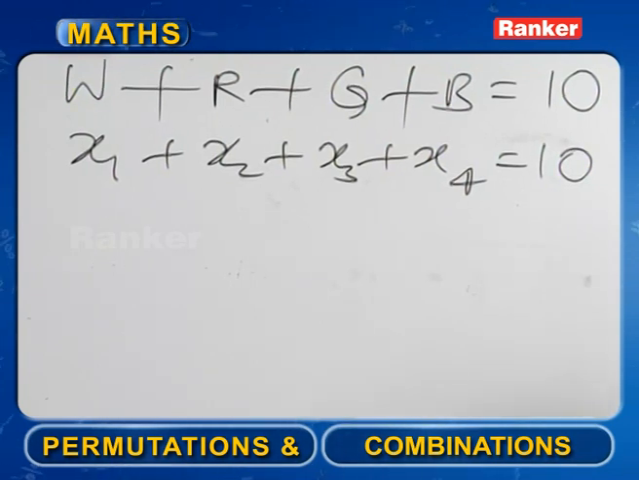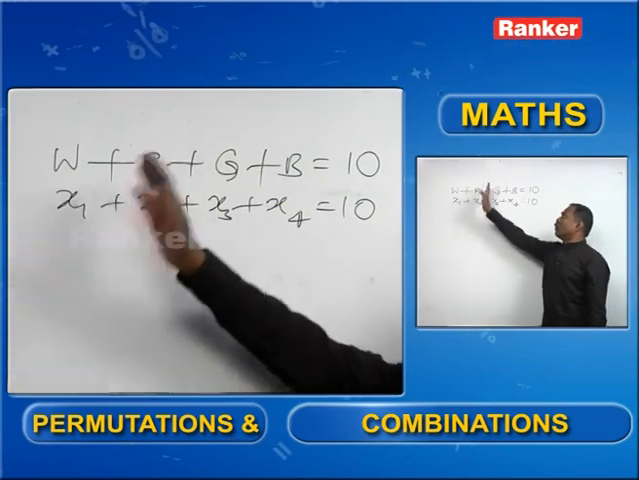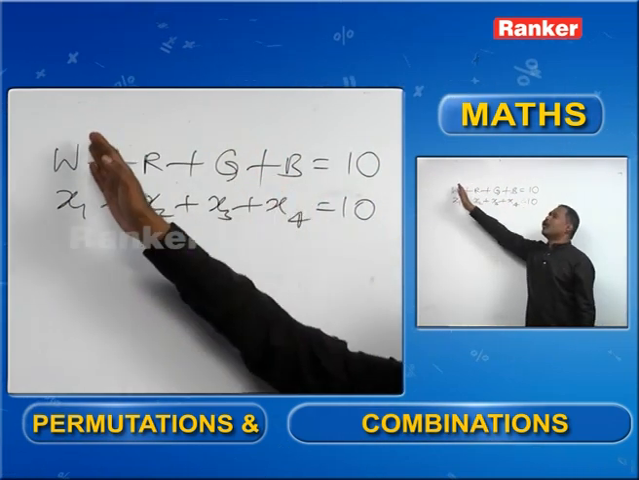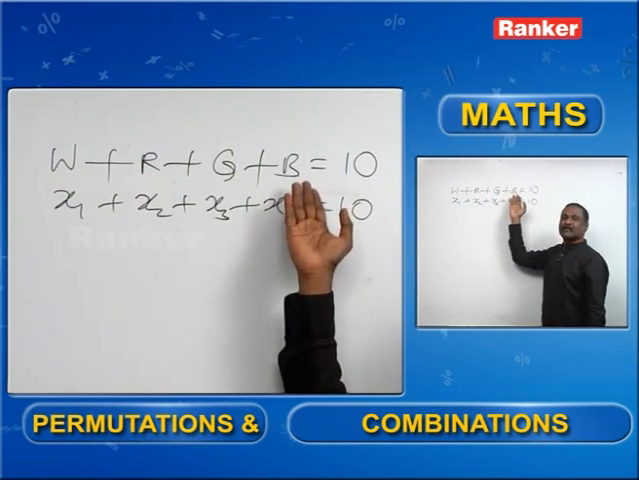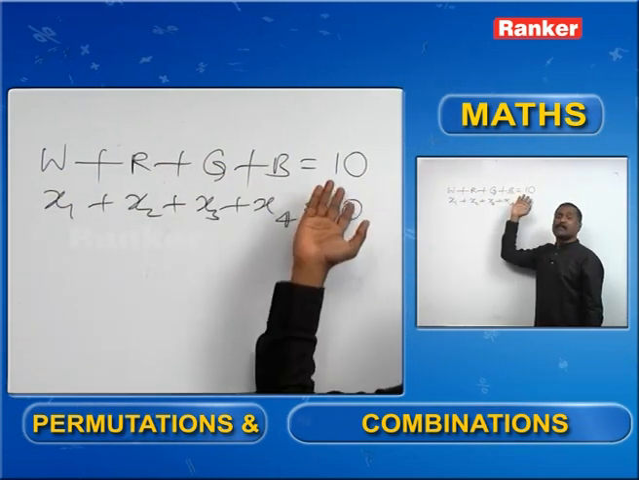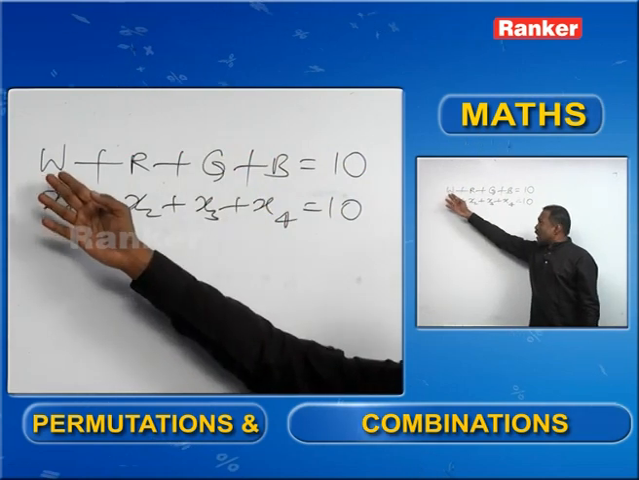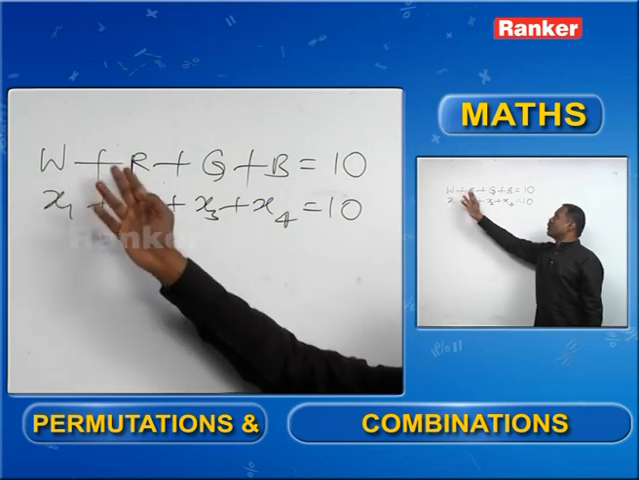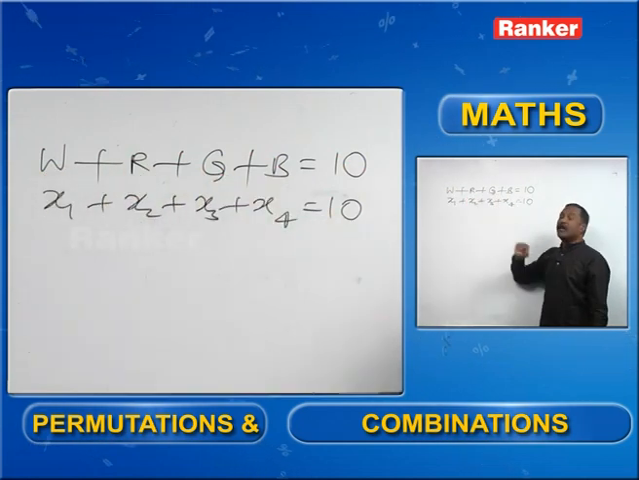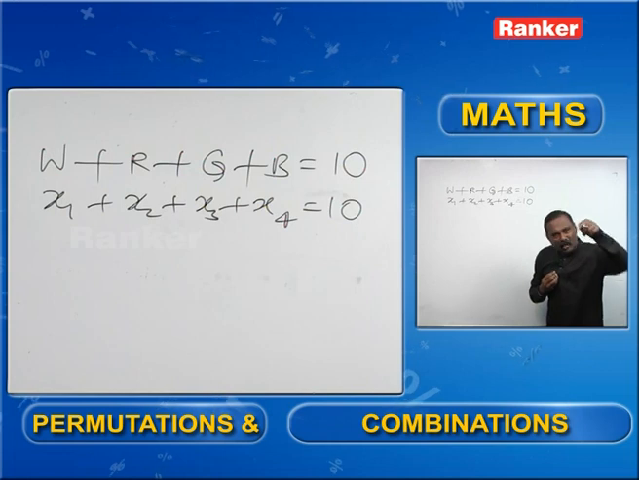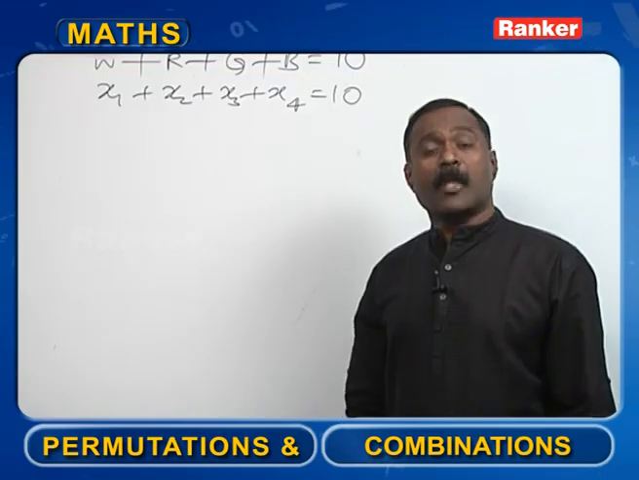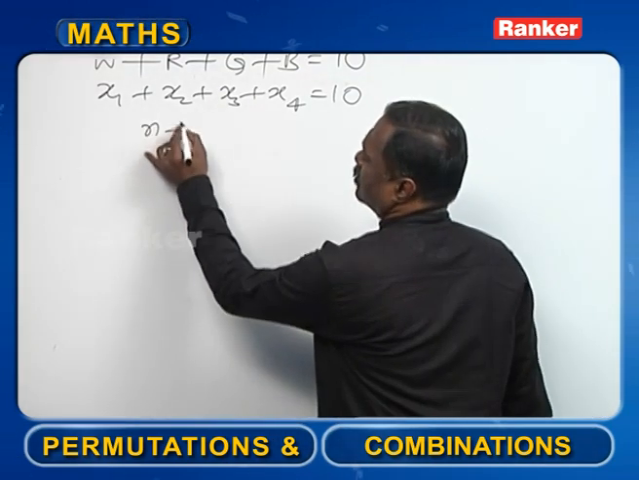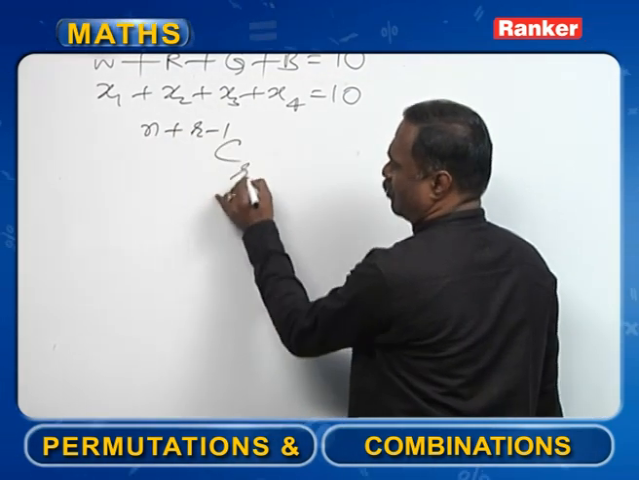No restriction is given there. No restriction means you can take all white balls, all red balls, all green balls, all blue balls, isn't it? If you take all white balls, these will be zeros. If you take all red balls, the remaining will be zeros. If you take 9 white balls and 1 red ball, then these two will be 0. If you take 8 white balls, 1 red ball, 1 green ball, then this will be 0. That means 0 solution is also included. I want to make you understand that 0 solution is also included, which means it is nothing but n plus r minus 1 c r minus 1.